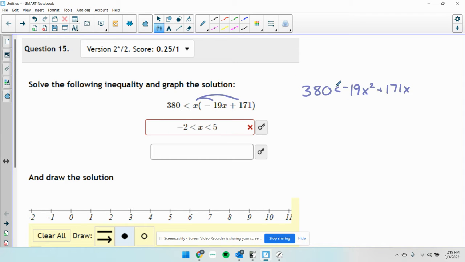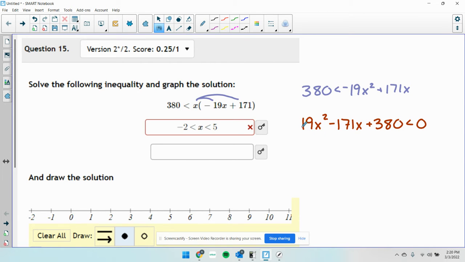So I want to get everything on the one side. So what I'm going to do is actually add 19x squared because I like when the a is positive, and I'm going to subtract 171. So this whole thing becomes 19x squared minus 171x plus 380 is less than 0.